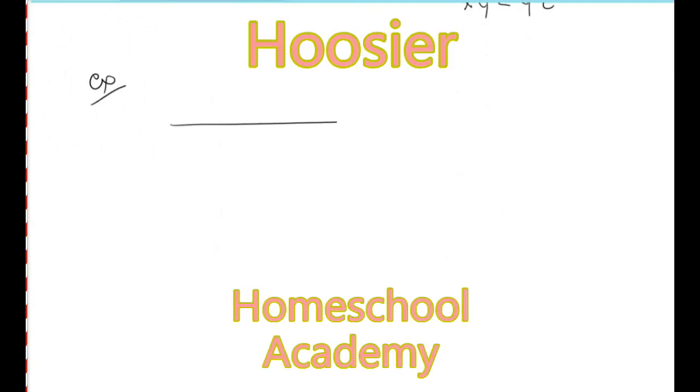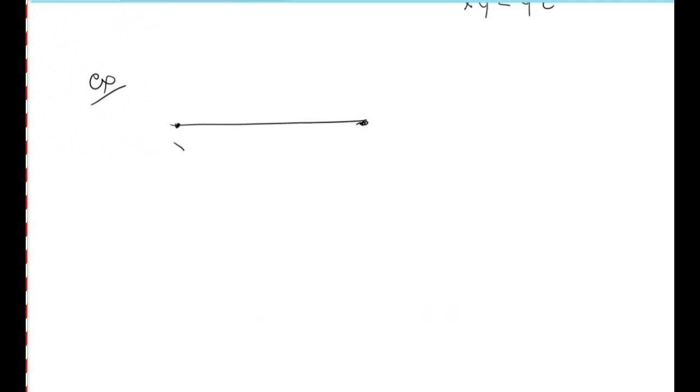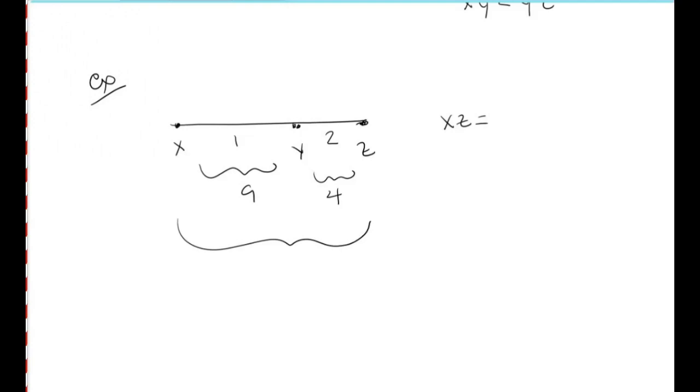Now let's say you're given this segment X, Y, Z, and they give you lengths. For example, let's say this is 9 and this is 4, and they want to know what the length of XZ is. Well, remember, part plus part equals the whole. So we have a part, that's 9. We have another part, that's 4. Together, that would be 13. So the length of XZ would be 13.